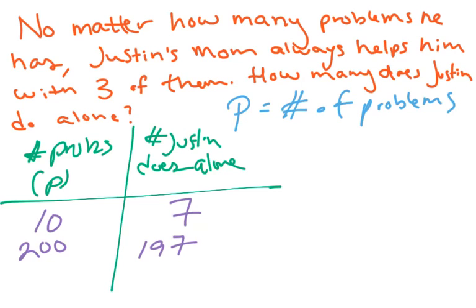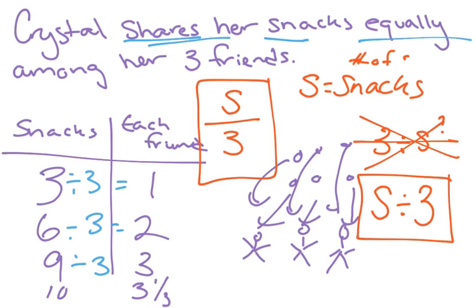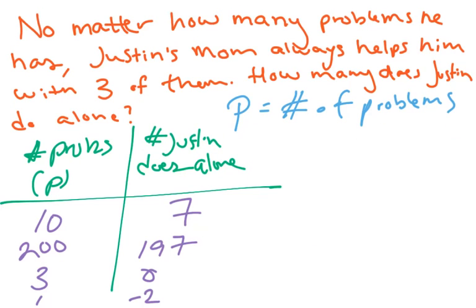Sorry, Justin. Let's say that he has 3 homework problems. Mom helps him with 3. He has to do 0 by himself. Interestingly, mathematically, let's say Justin has 1 homework problem. Mom helps him with 3. Does Justin really do -2 homework problems by himself? No, Mom can't even technically help him with 3 because he only has 1. So, while mathematically this does work out, oopsie, went backwards. In real life, when you really think about it, those numbers don't make sense.